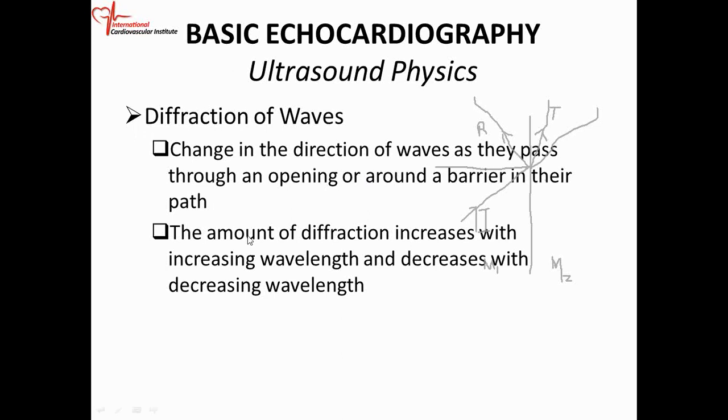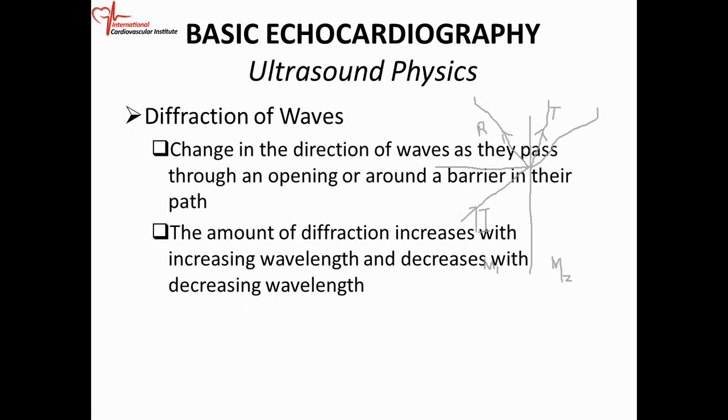So the amount of diffraction increases with increase in wavelength and decreases with decrease in wavelength. When you're in a big ship and it's moving, it's going to create water waves with very long wavelength, and that can topple over a small boat. If you're in a very tiny boat and the boat is moving, it's going to create water waves with very small wavelength. It's not going to do anything. But diffraction is the change in direction of a wave as it passes through an opening or around a barrier.